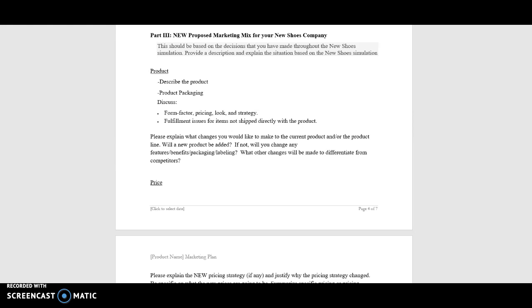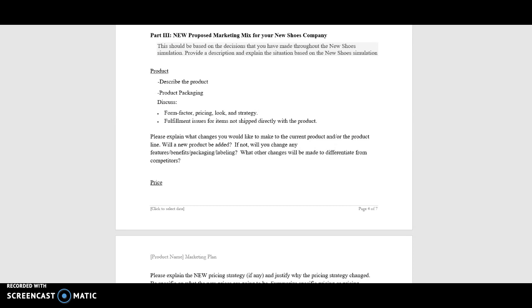So let's take a look at the product. The first thing you should do in this section is describe your product in the most detailed format that you can think of. Give us a visual image of what that shoe is going to look like. Include the product packaging. Are you going to have paper in there? Some people are going to have shoe covers, whatever the case may be. Get as detailed as possible so we can visually think in our minds, this is what your product is going to look like when the consumer receives it.